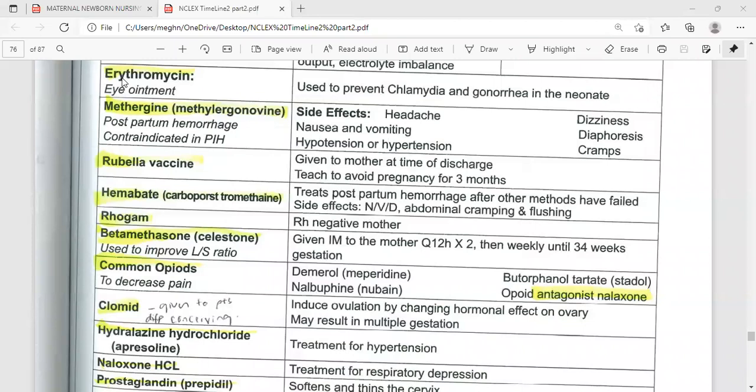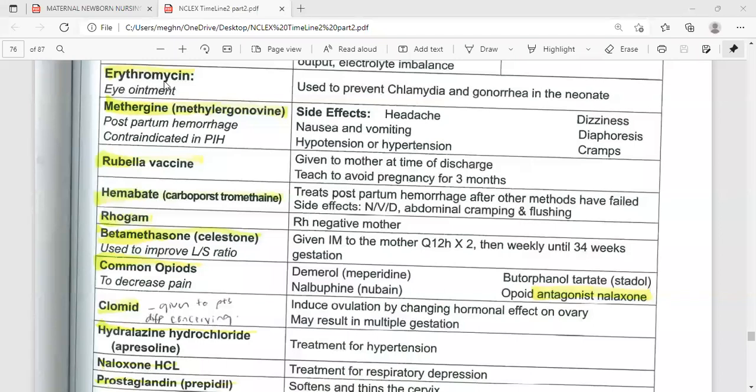So the next drug is erythromycin. Erythromycin is an antibiotic we use for eye infection, or as an eye ointment. Erythromycin is a member of the group of antibiotics we call macrolides. In the macrolides, the other medications are azithromycin, clarithromycin, clindamycin, and erythromycin.